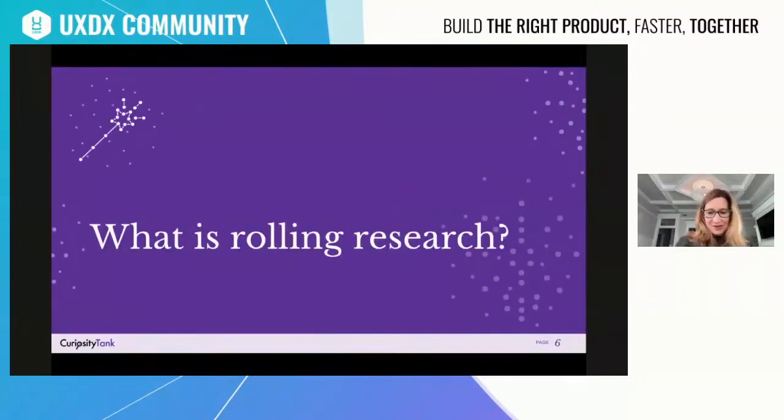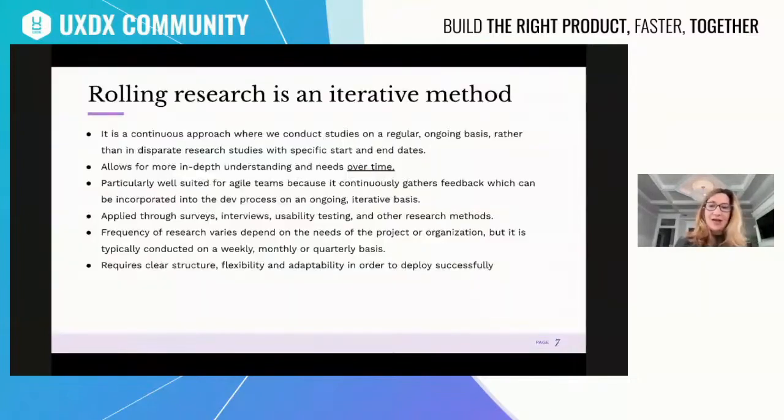So, what is rolling research? In a nutshell, it's an iterative method. It's a continuous approach where we're conducting studies on a regular, ongoing basis. Typically, teams are conducting studies with distinct start and stop times. Rolling research occurs on a regular cadence. It can usually follow the same product or service throughout the development life cycle, or it can rotate from question to question or team to team.